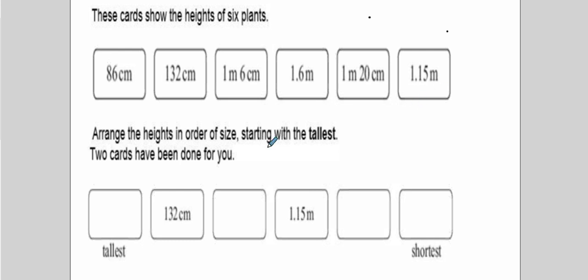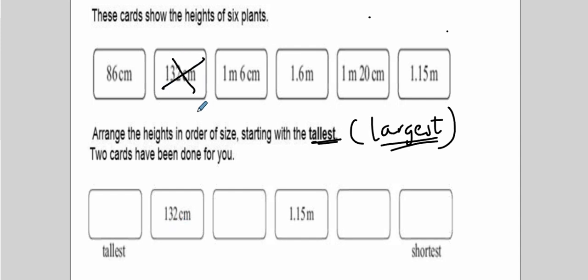Okay, what is the question? You have to arrange the heights in the order of size, starting with the tallest, or starting with the largest. Okay, this time we start with the largest. Two cards have been done for you. 130, this card is done. 1.15 meter, this card is done. Now, what is the tallest and what is the shortest?